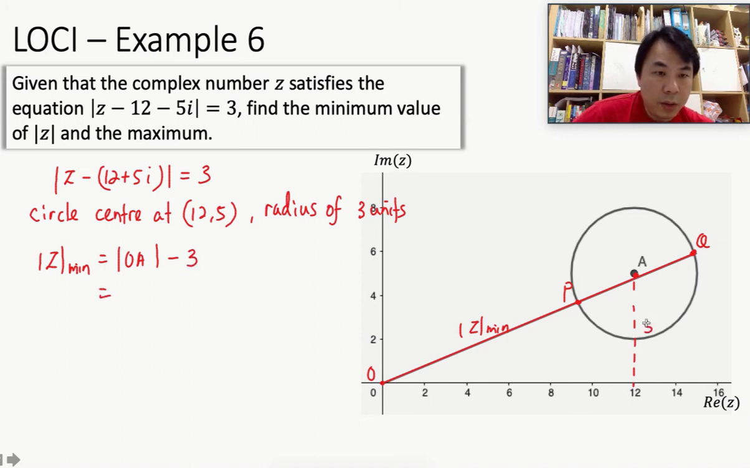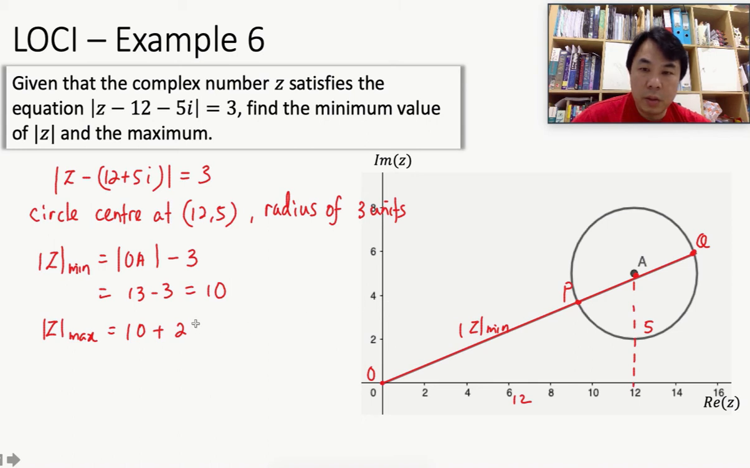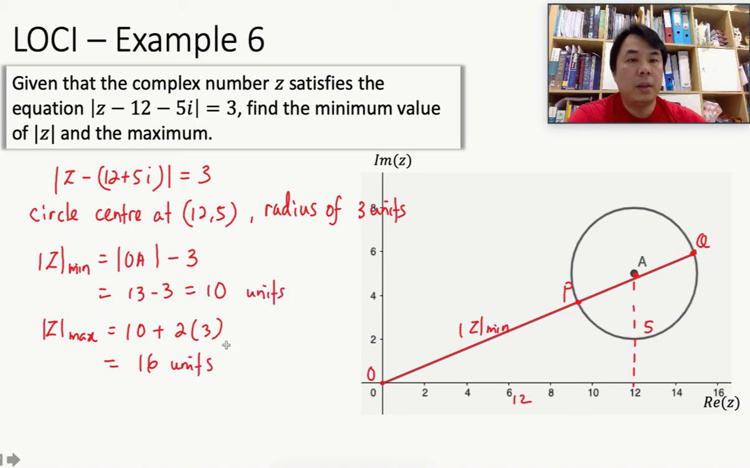And then I know that this is 5 units, this is 12 units here, and then this one must be 13 units. So 13 units minus 3 is 10. So the minimum absolute value is 10, whereby the maximum value for z, you would notice quite easily, is 10 units plus twice the radius. The radius is 3, so in this case we have 16 units. All right, and there you go. I hope that is clear. As usual, I mentioned that you can actually apply calculus to solve this if you're interested to try.